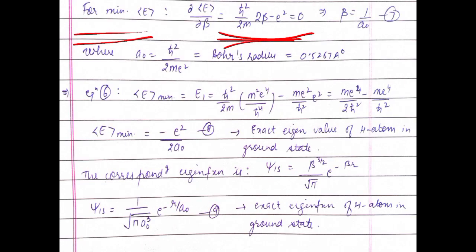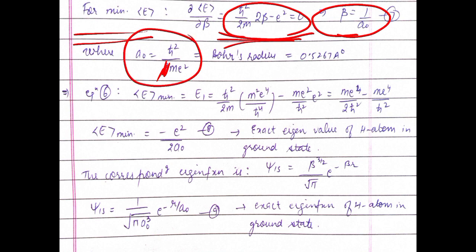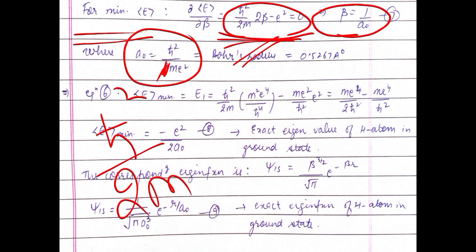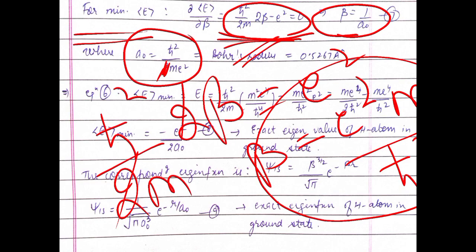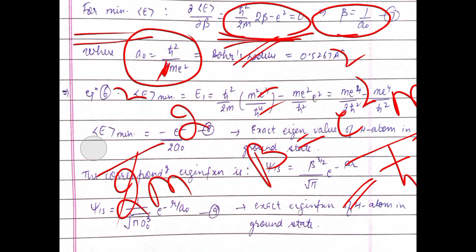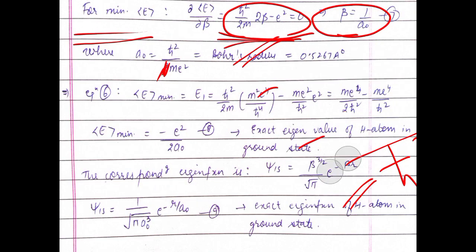Now because we have put this equation equal to 0, from here we can find beta equal to 1 upon a naught, where a naught is the Bohr radius. The value of a naught is equal to h cut square upon m e square. This comes when we solve this term: h cut square upon 2m into 2 beta equal to e square. This 2 will get cancelled with this, so beta will be equal to e square into m upon h cut square. So from here we have beta equal to 1 upon a naught, and a naught is equal to h cut square upon m e square.